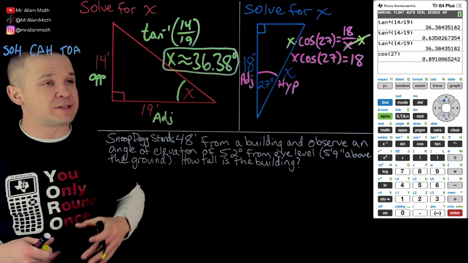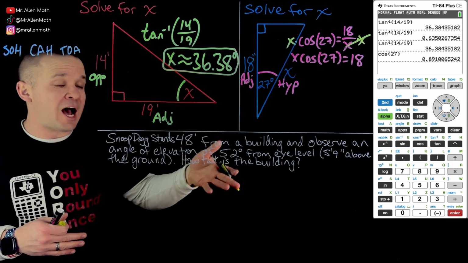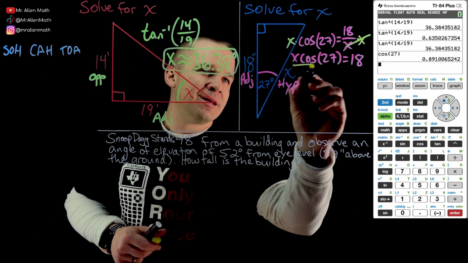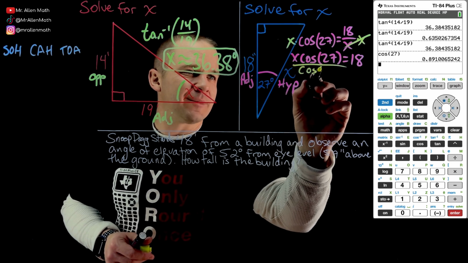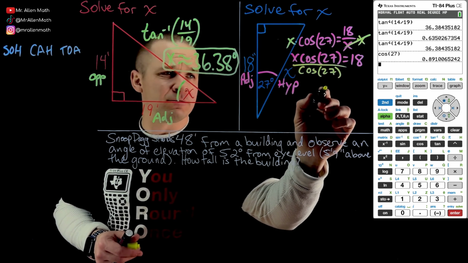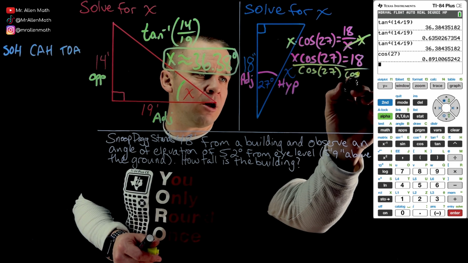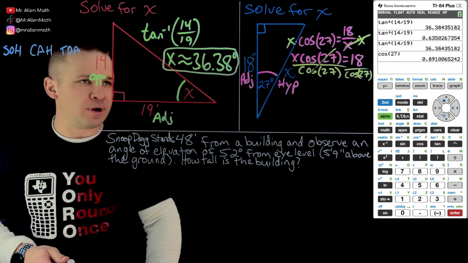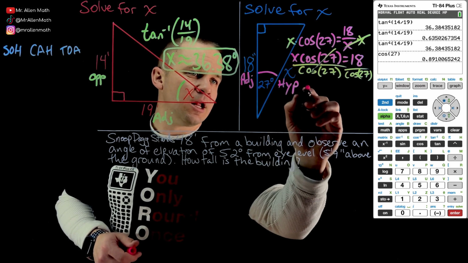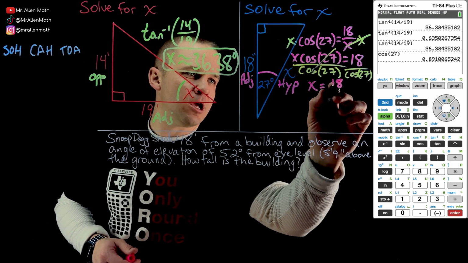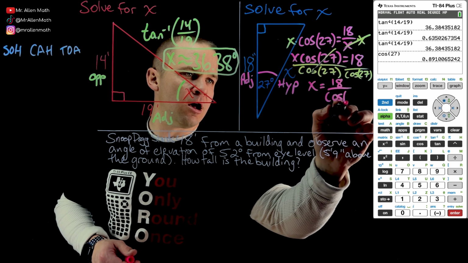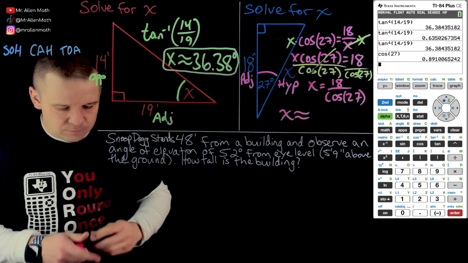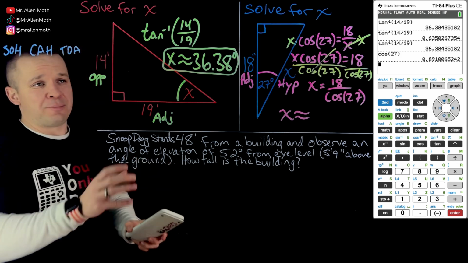YOLO, you only round once. I don't want to round that to 0.89 and then calculate with that. The answer is going to possibly be a little bit off. Sometimes worse than others, but I like to be as accurate as possible, right? You know, divide by cosine of 27 on both sides. Those are gone. And now I'm left with x on the left-hand side equals 18 over the cosine of 27. So let's get what x equals right now and be on our merry way to the application problem.